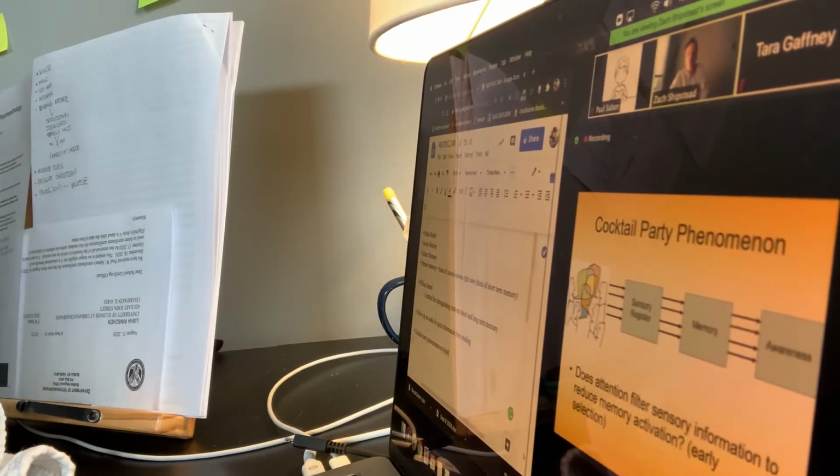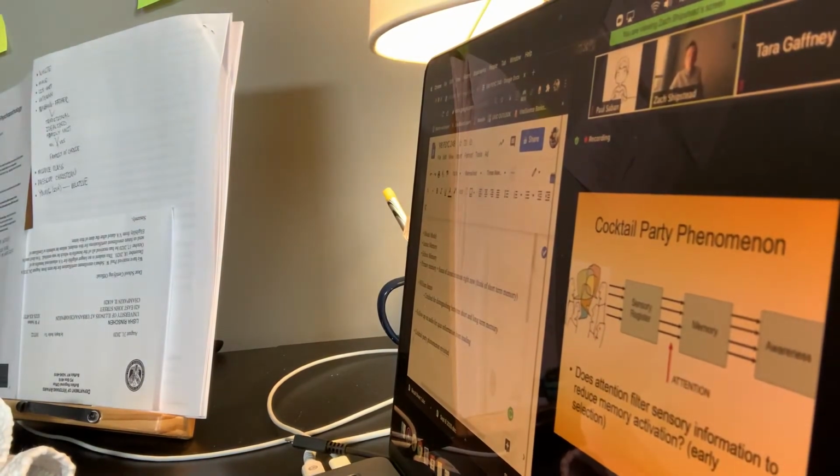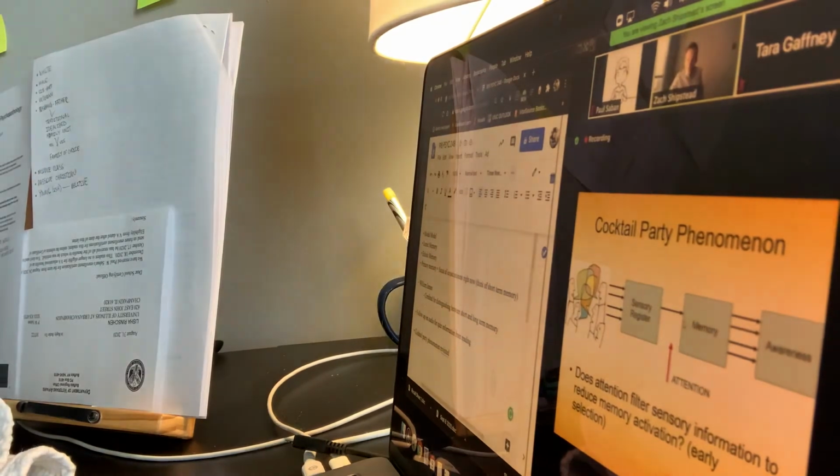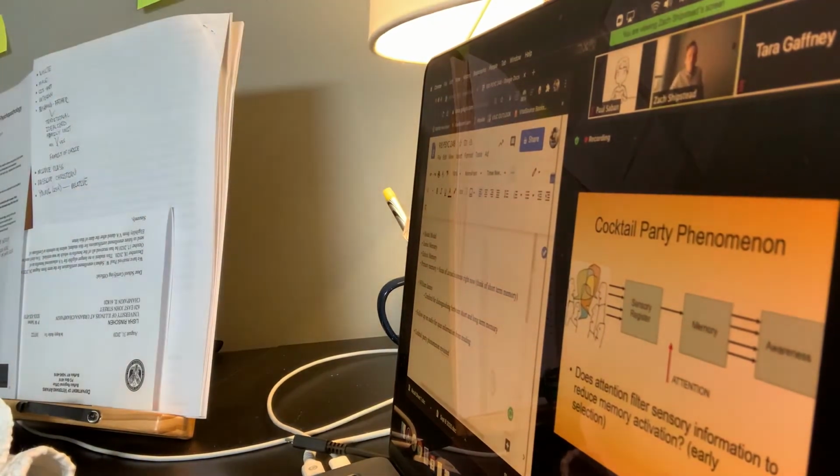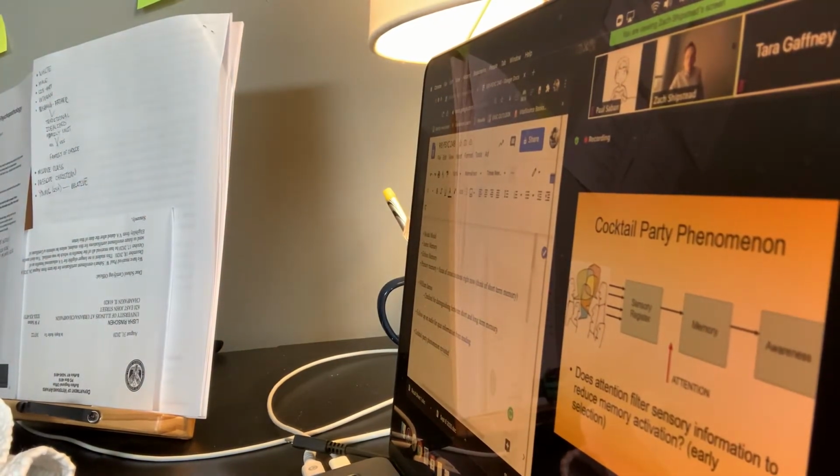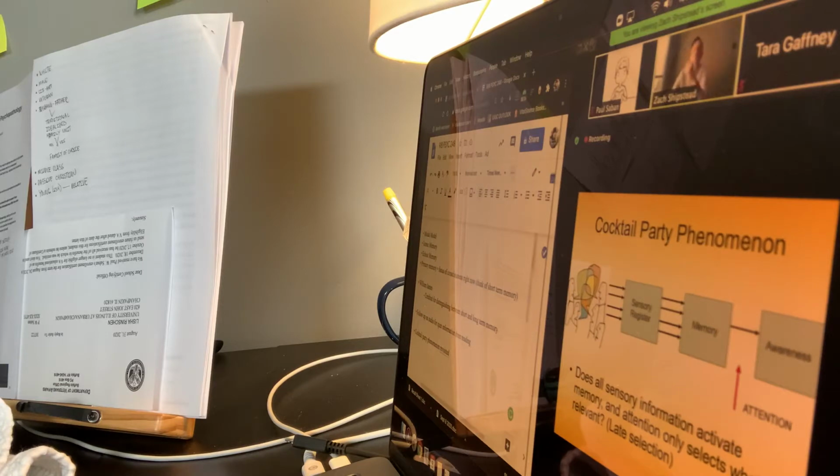So the question we were asking is, when does attention filter out all the noise? The early selection theory is that it cuts out sensory information on the way to memory, and only lets relevant sensory information through, so that only that makes it to awareness. The late selection theory, if you remember, was that everything makes contact with memory and activates memory, but attention picks out what seems to be contextually relevant.